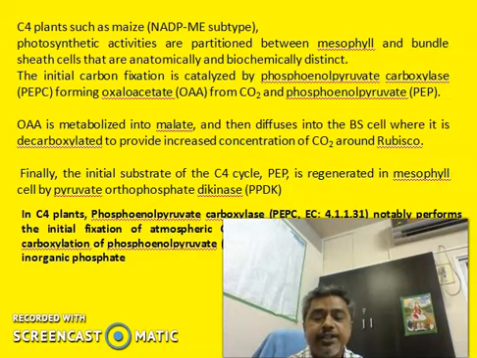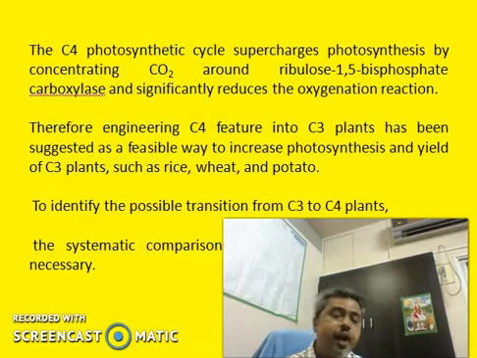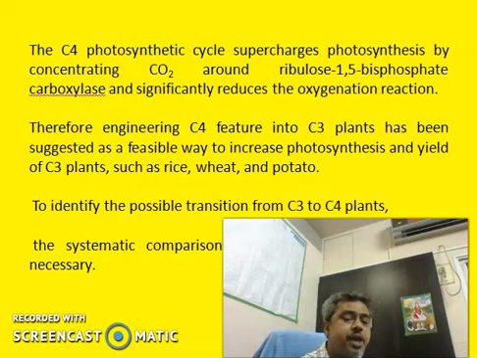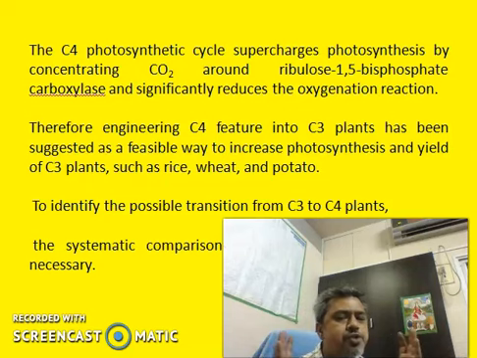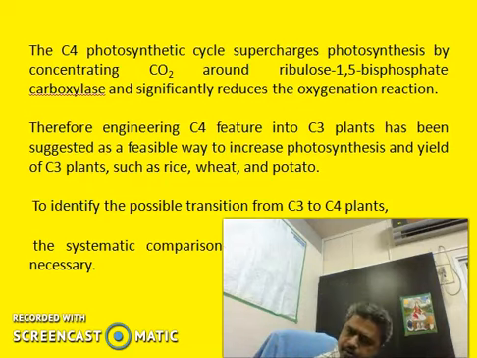phosphate. This is the reaction you will find. Now the C4 plant cycle, same thing as I am repeating. The C4 photosynthesis cycle supercharges photosynthesis by concentrating CO2 at ribulose bisphosphate carboxylase and significantly reduces the oxidation reaction.